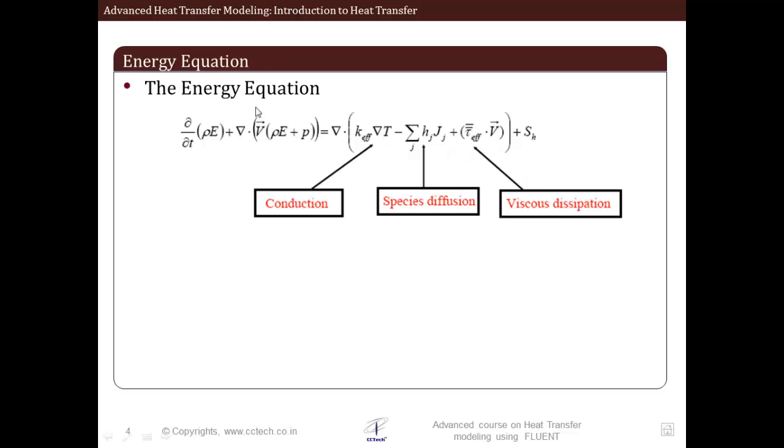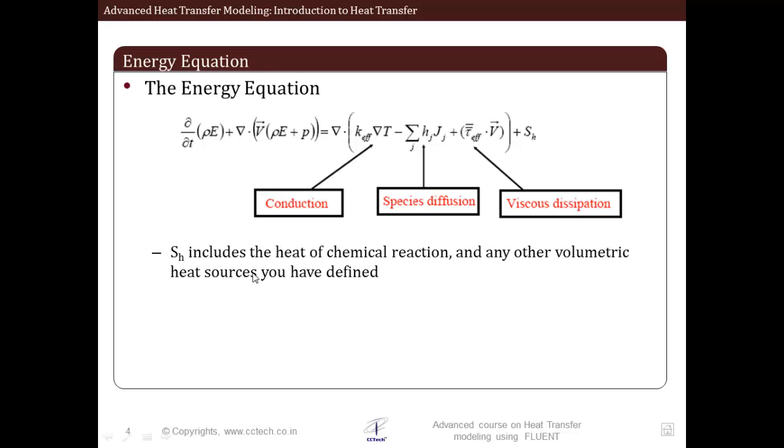So this on the left is the convective heat transfer term, but on the right hand side, this is the conduction heat transfer term. Whereas this is the species diffusion term, the heat transfer because of species diffusion, and this is the viscous dissipation term, because of heat dissipated by the viscous effects. And this is the source term. This source term includes the heat of chemical reaction and any other volumetric heat source that we have defined. Also, E here is the total energy, which also includes enthalpy.